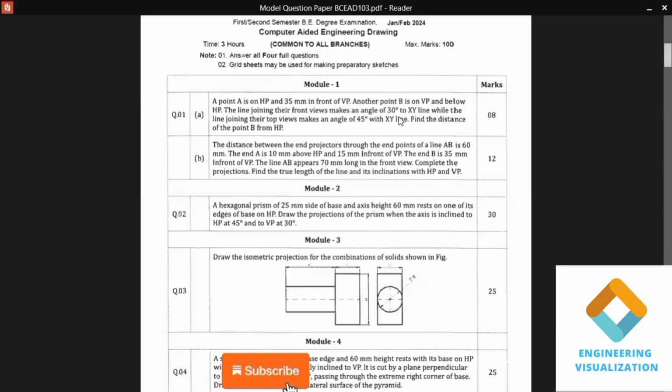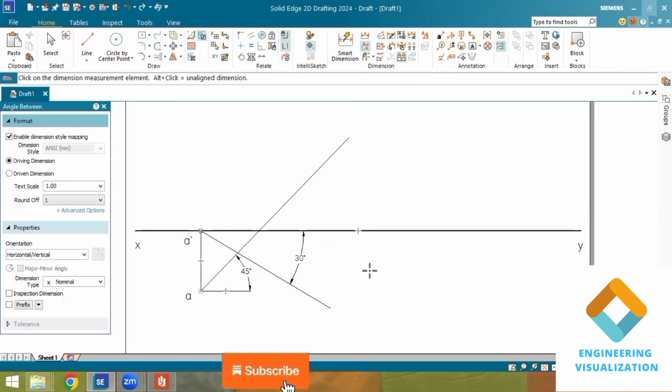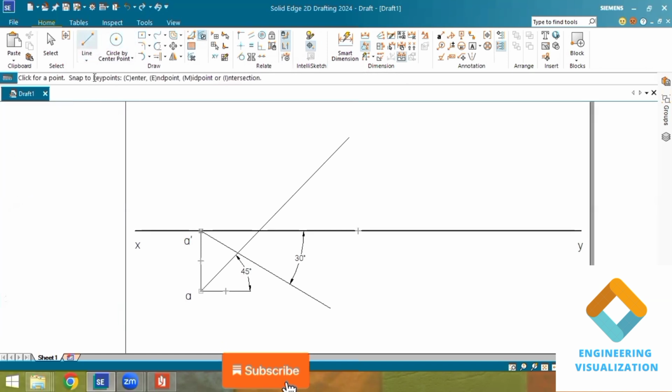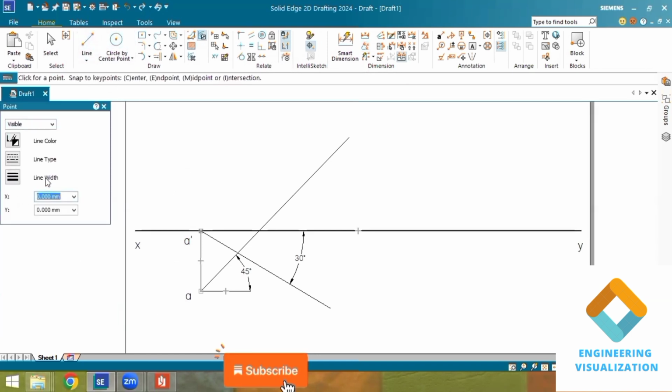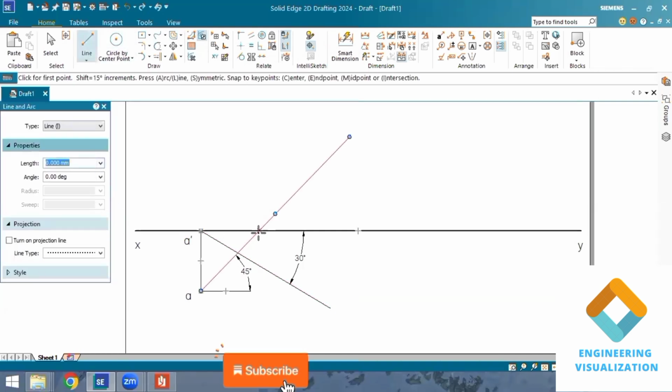Okay. Another point is on VP and below HP, and they have not mentioned any distances, right? So we can put the point here. Go to point and just change the thickness to 2 mm. Okay, and here I can put S here. Now vertically downward is another point. Now we need to draw with the vertical line here.